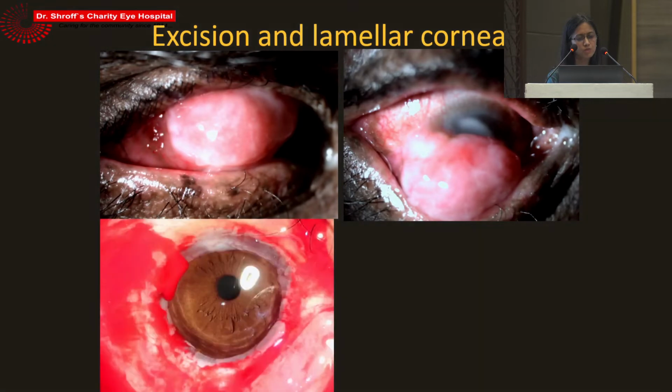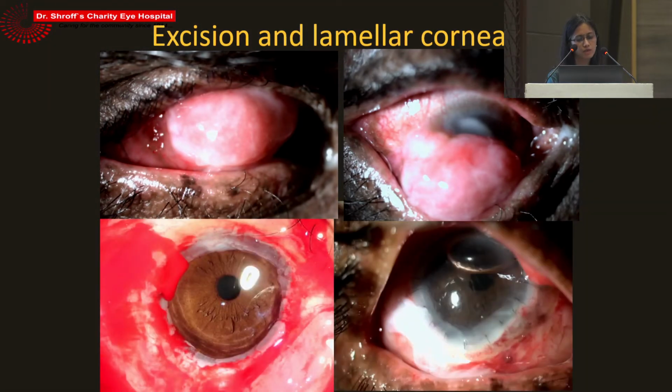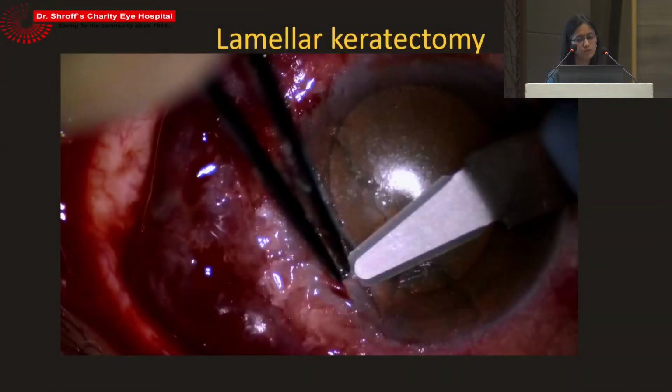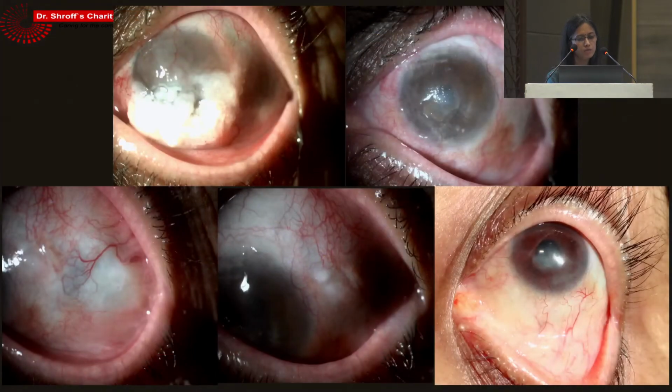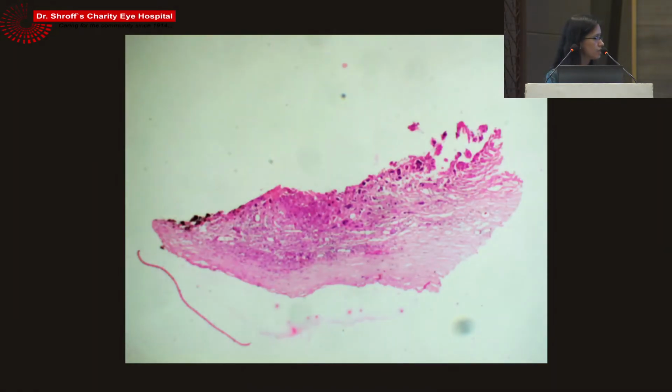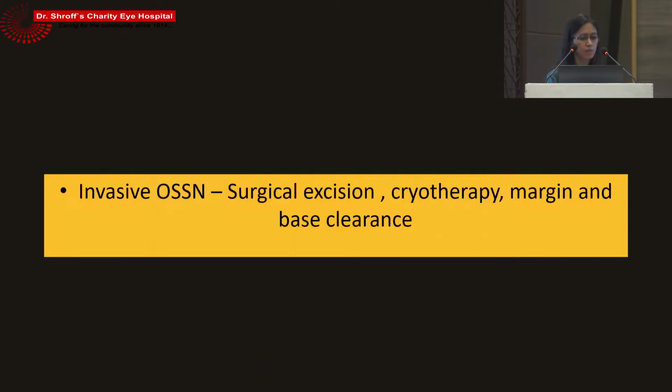The same patient, we took help of the cornea colleagues. They did a lamellar keratectomy and he did have a clear cornea in the postoperative period. I will again skip this video. Another patient where a sclerectomy was done. And this is what is important: in the histopath, you can see the scleral lamella at the base of the lesion, which seems to be free of the tumor. So this tumor was excised in toto along with part of the scleral lamella.